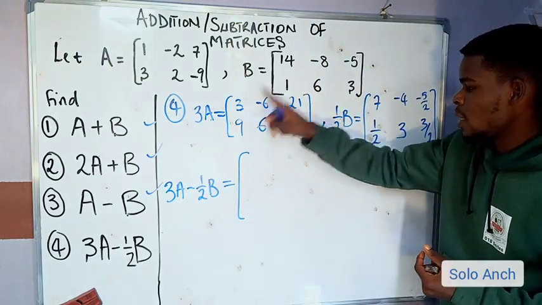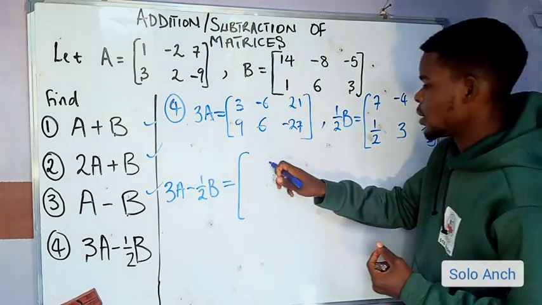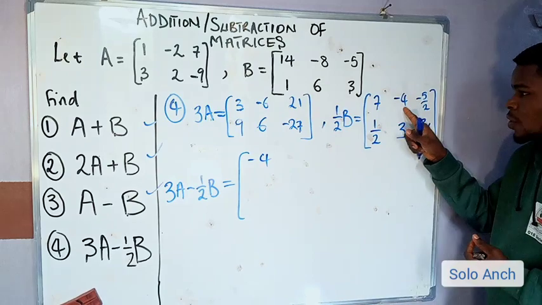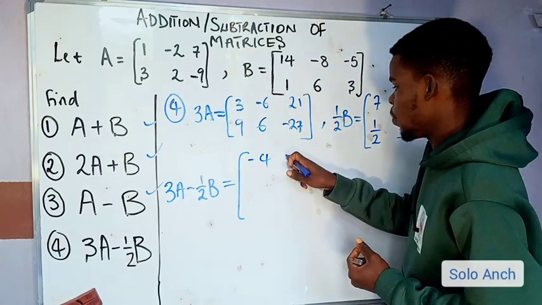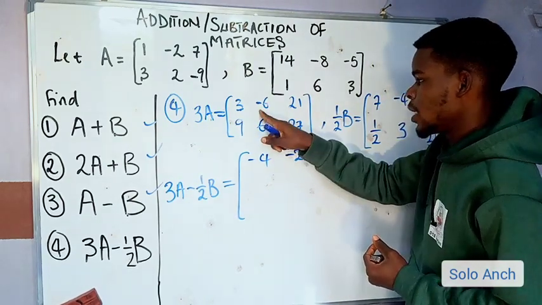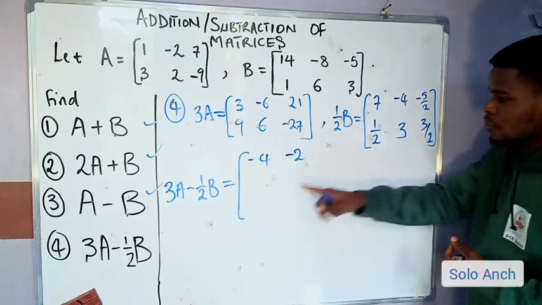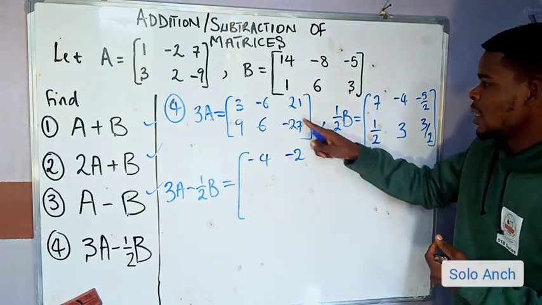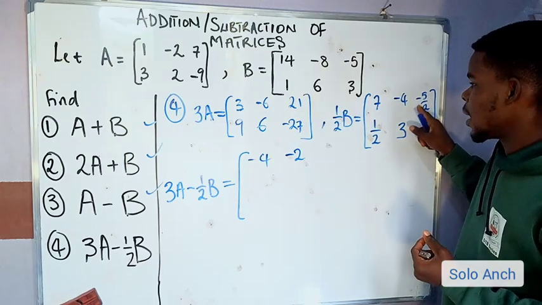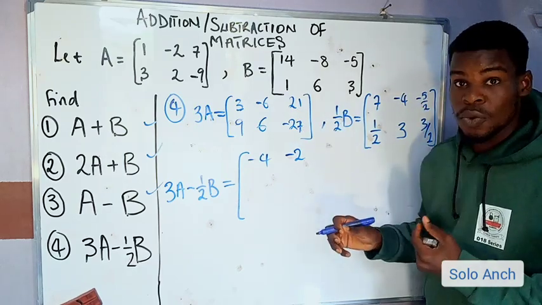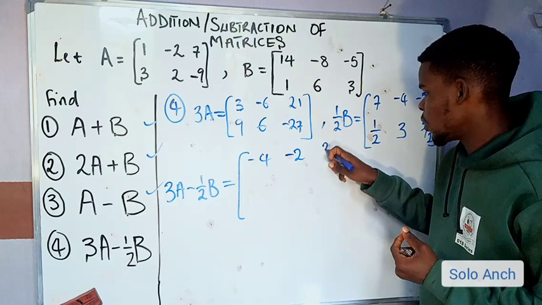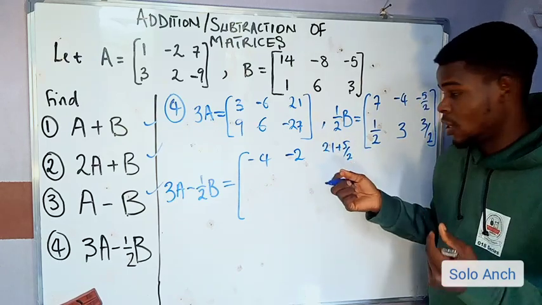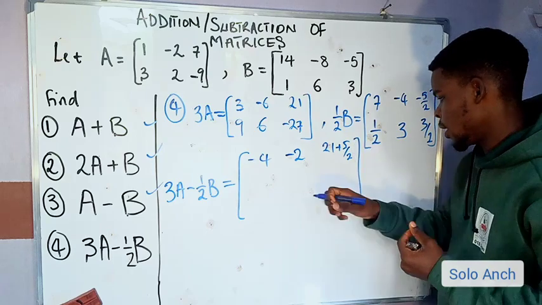This is going to be 3 minus 7, that'll be -4. We have -6 minus -4, that'll be minus negative 2, right? Where's the minus? Well, we have to subtract these two from each other. So we have 21 minus negative 5 halves. That'll be 21 plus 5 halves. So maybe let me just put it down here: 21 plus 5 halves. Okay, that's supposed to be 23.5, but we are going to work it out together.